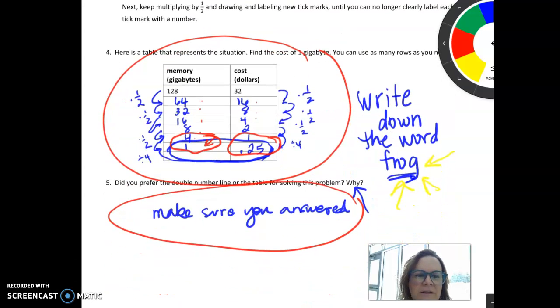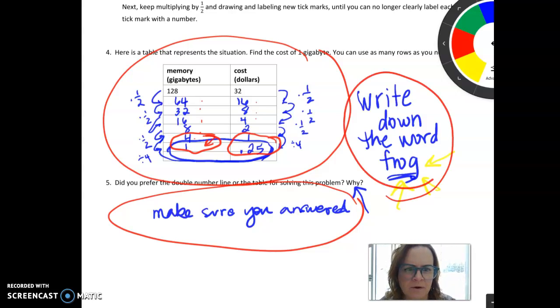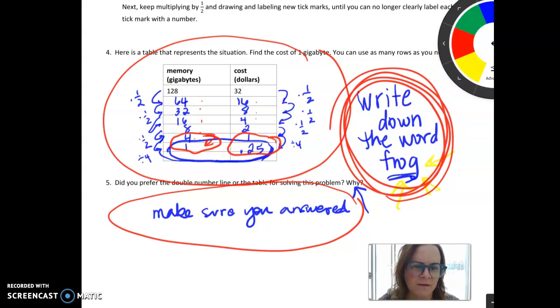And if you were actually listening to this and correcting your work, write down the word frog on your paper for some extra points. That way I know you listened to it and you did it.